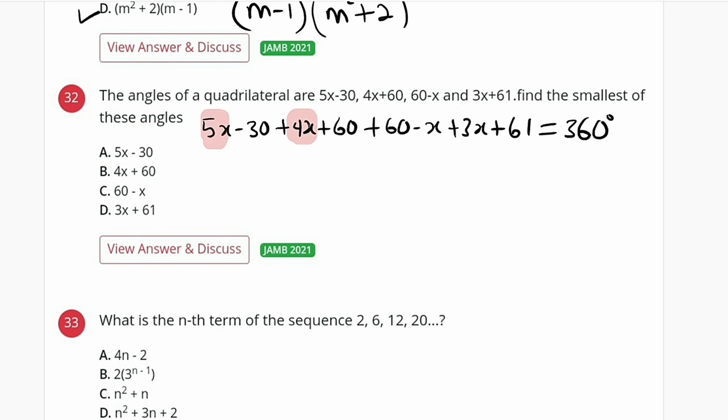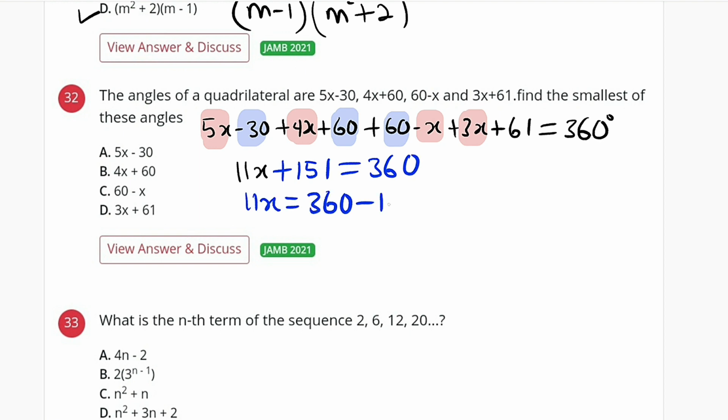We have 5 here, we have 4, making 9. Take away 1, we have 8. You add 3, making 11. So we have 11x. Negative 30 plus 60 will give us 30. 30 plus 60 is 90. Then if you bring 1 here, we have 151. So we have 151 is equal to 360. 11x will be equal to 360 minus 151. 11x is equal to 209.